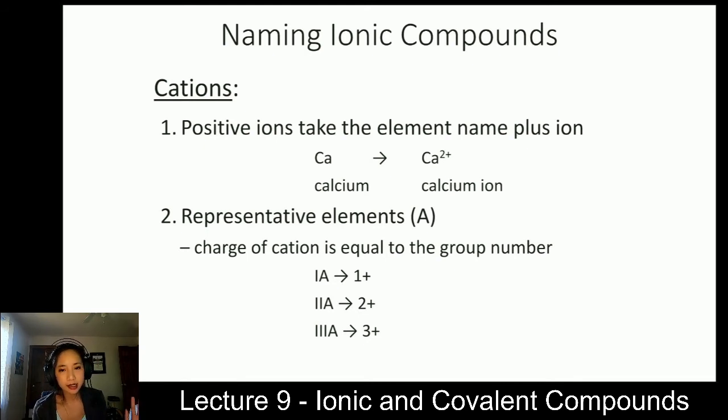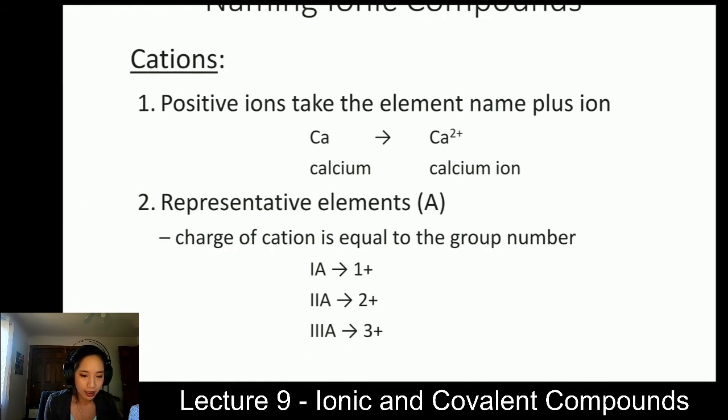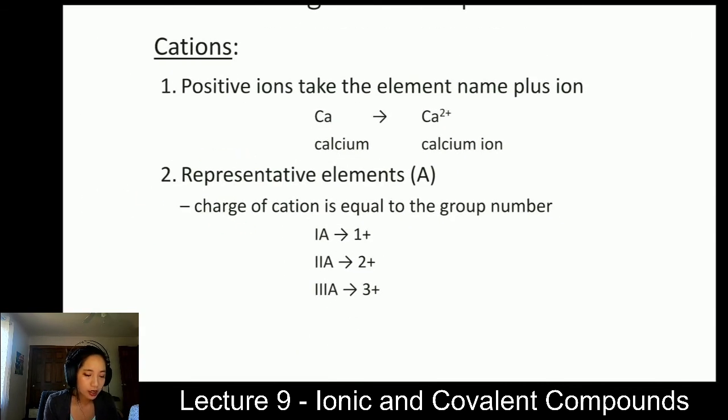With cations, it's quite straightforward. Essentially the ion just takes the element name. If we're just talking about the ion, you'll call it an ion. So we have a calcium atom here, but if it's in its cation form, with a 2+ charge, we will call it a calcium ion. That's how we differentiate the neutral species and the charged species. So you tack on the word ion. And again, predicting the charges of the different representative elements comes from the group number.